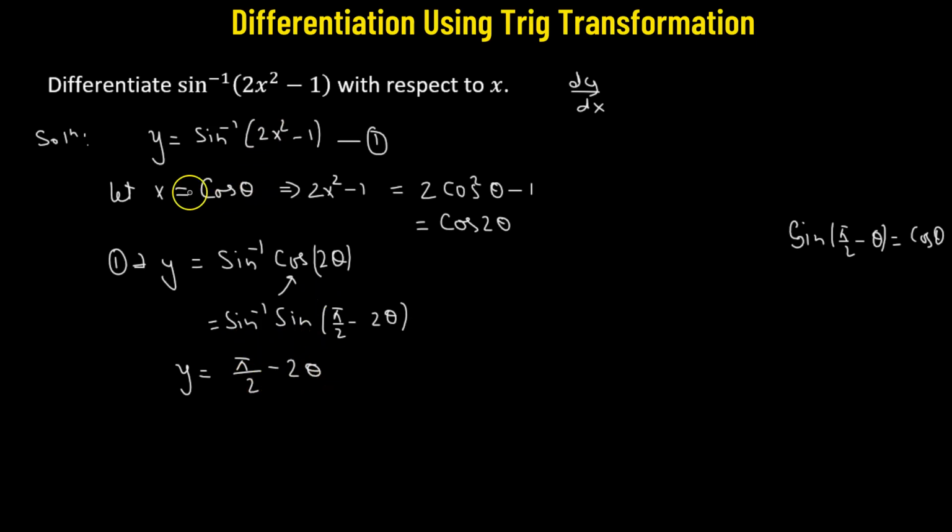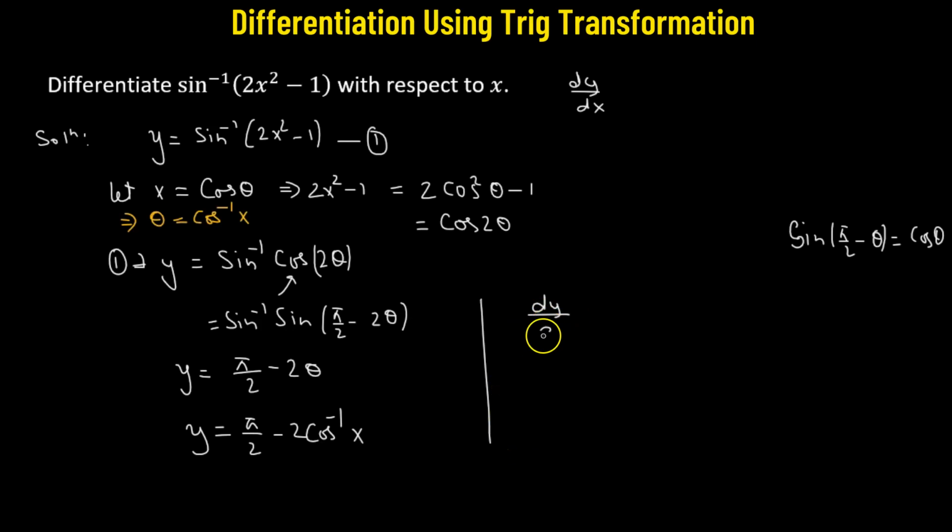Now we consider x to be equal to cosine of theta. That means that theta must be equal to cosine inverse of x. So replacing this value in place of theta, we get y equals pi over 2 minus 2 times cosine inverse of x. Now we'll take the derivative with respect to x on both sides.